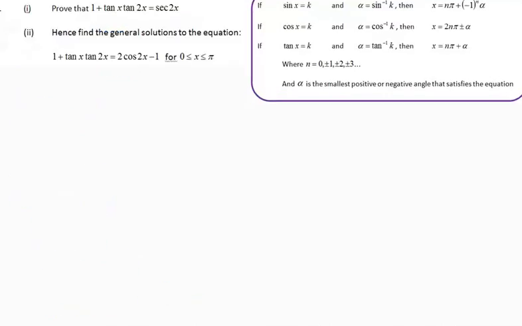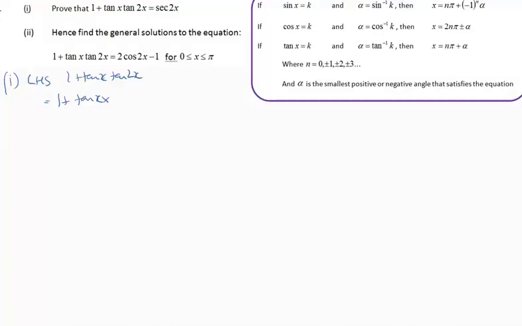Okay, so now looking at question 7. For the first part, we want to prove part of our formula here. So we want to prove that 1 plus tan x tan 2x is equal to sec of 2x. So if we look at our left-hand side here, 1 plus tan of x tan of 2x here. So here we're going to put our values for our tan of 2x in. 1 plus tan of x, and remembering this is a multiplication here.